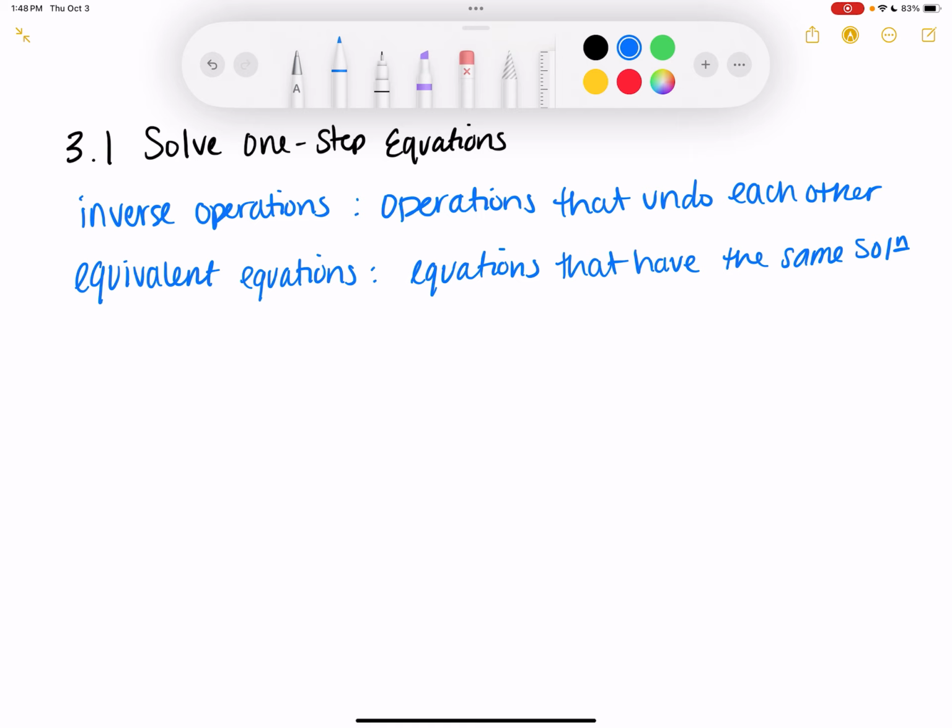What's that last word? Solution. Oh, solution. It's just a shortened form of it. I write solution a lot, so I get tired of writing the whole thing out.